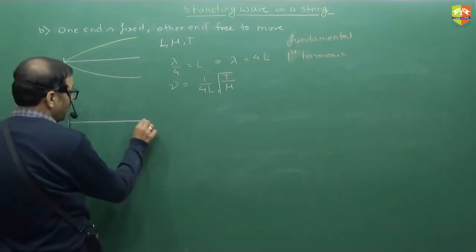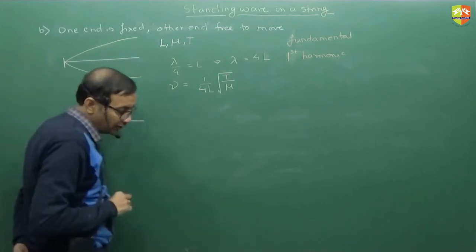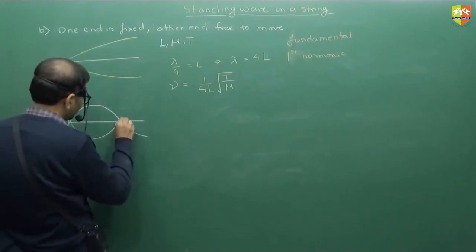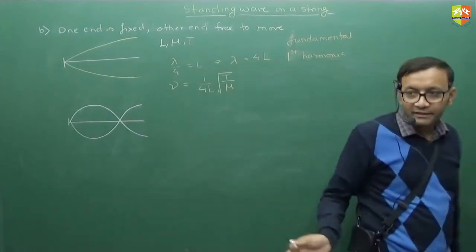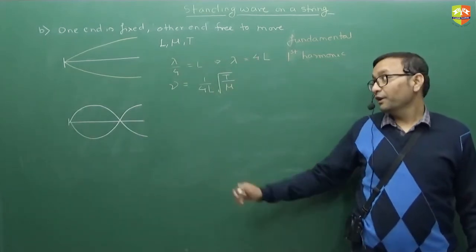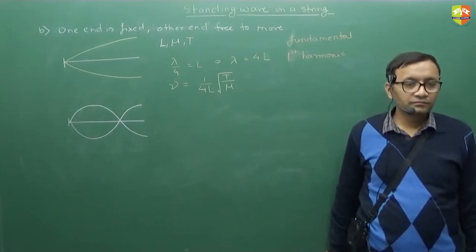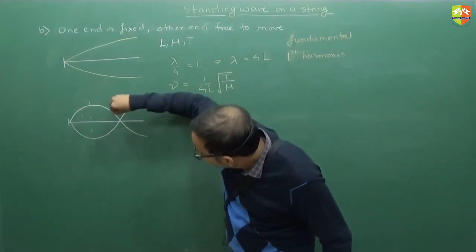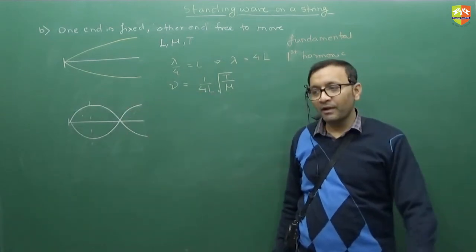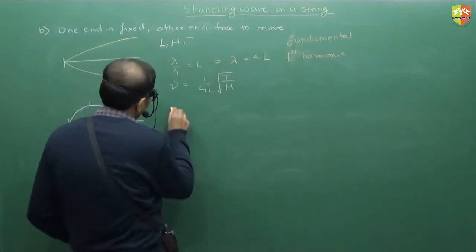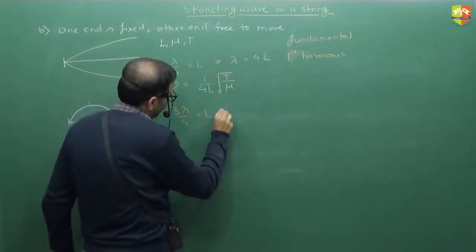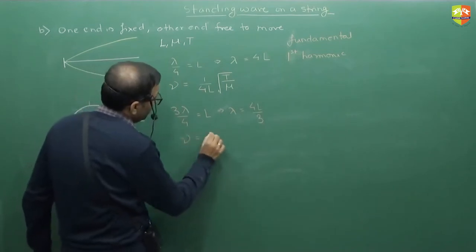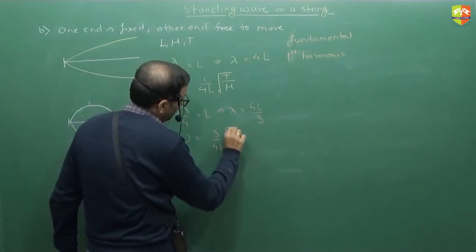This end has to be antinode, that has to be node. First situation, second situation is what? It will be like this only, right? So find out the frequency for this. In terms of lambda, what is the distance from here to here? You can divide into 1, 2, 3 equal parts. Each part is lambda by 4. So 3 lambda by 4 is L. From here, lambda is 4L by 3. So the frequency will be 3 by 4L root over T by mu.